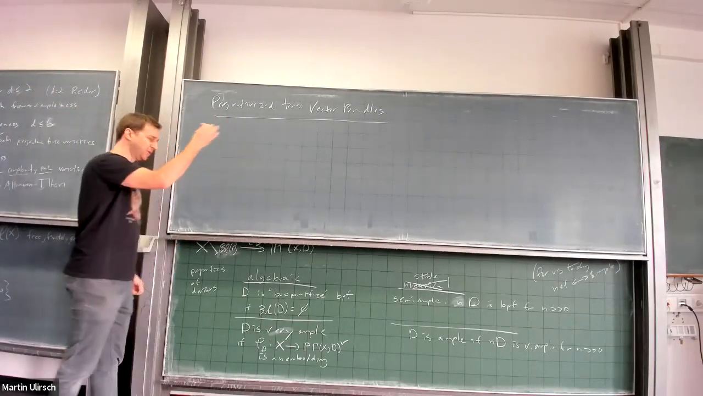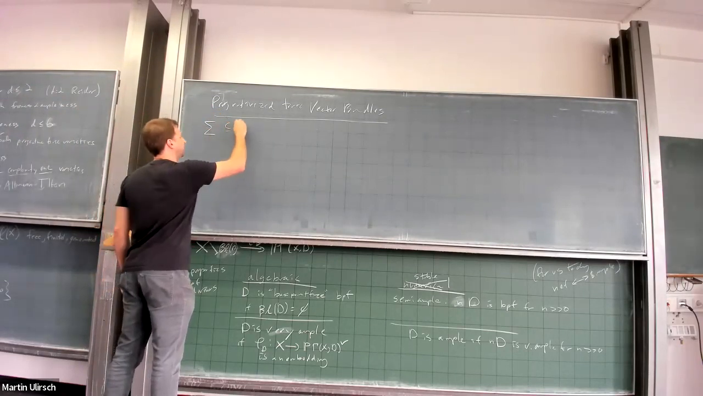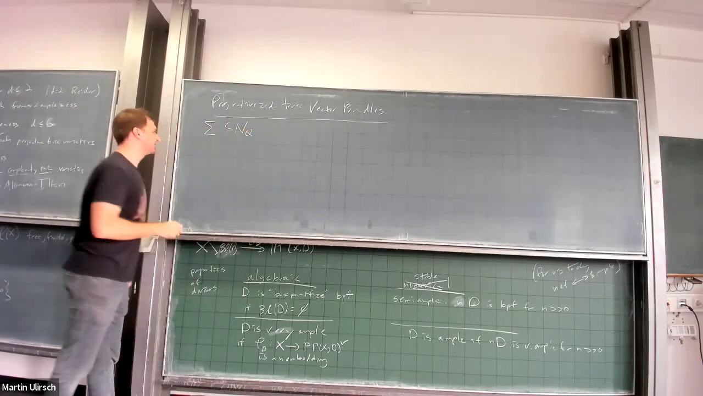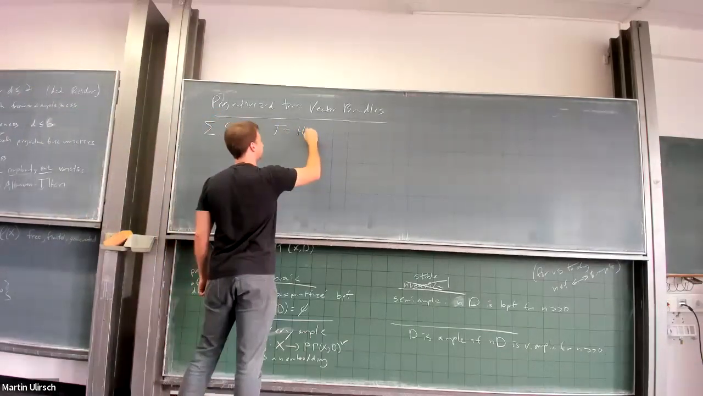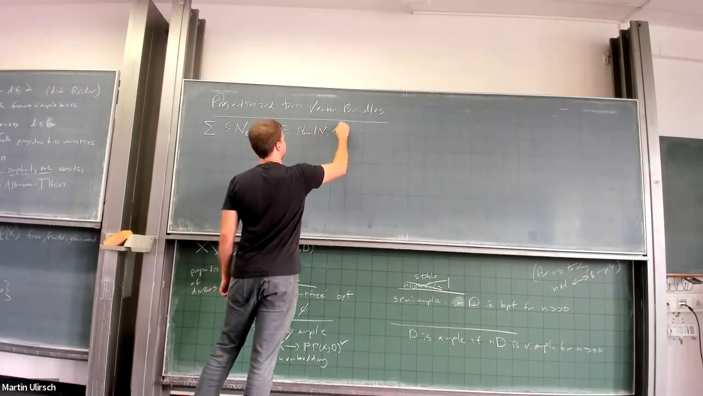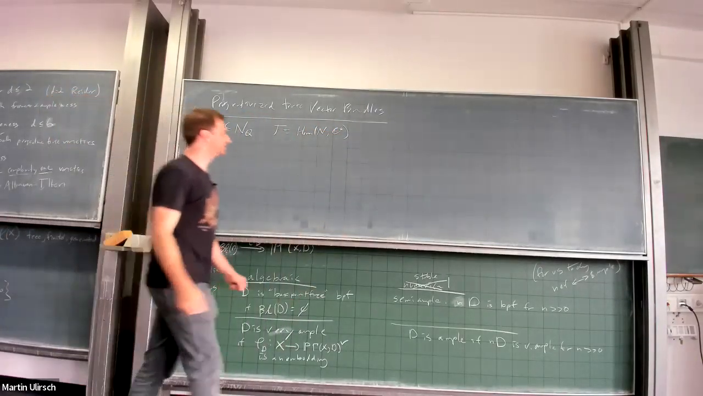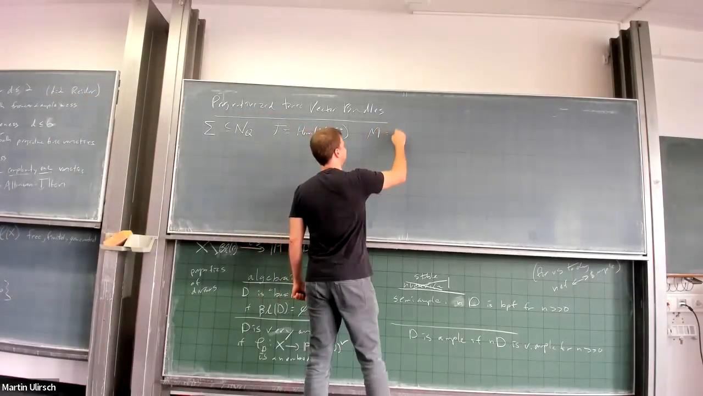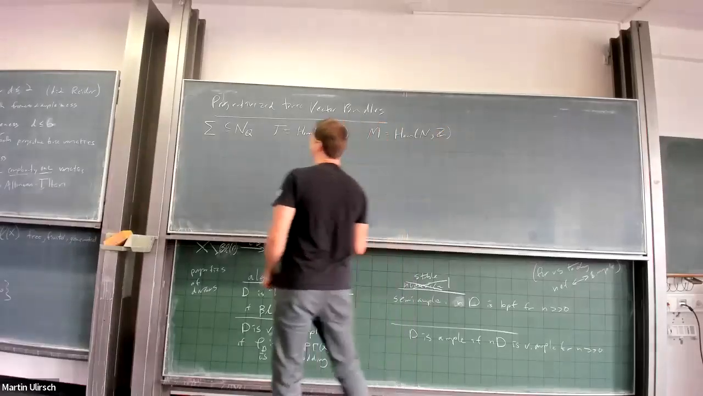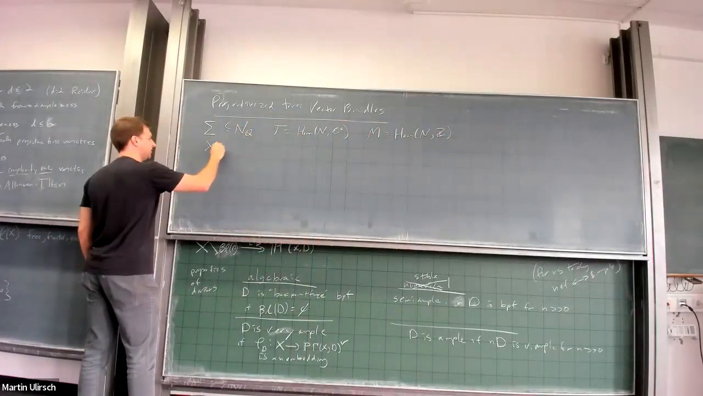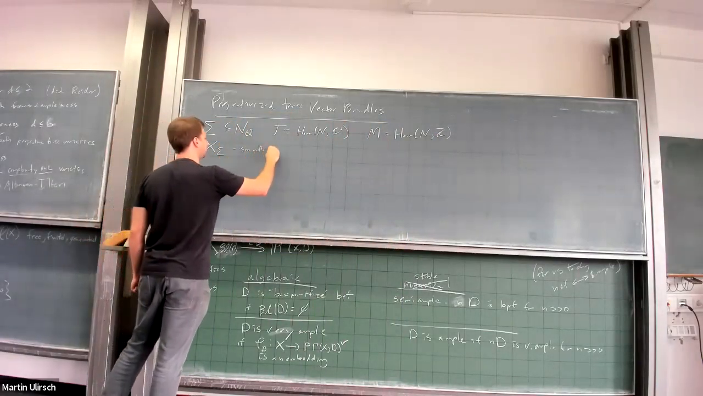So I'm going to use the usual toric setup. Sigma is going to be a fan in a lattice N. T is going to denote the torus, with N the lattice of cocharacters. M is going to be the dual lattice. X sigma will be the associated toric variety, and I'm going to assume that it's smooth.